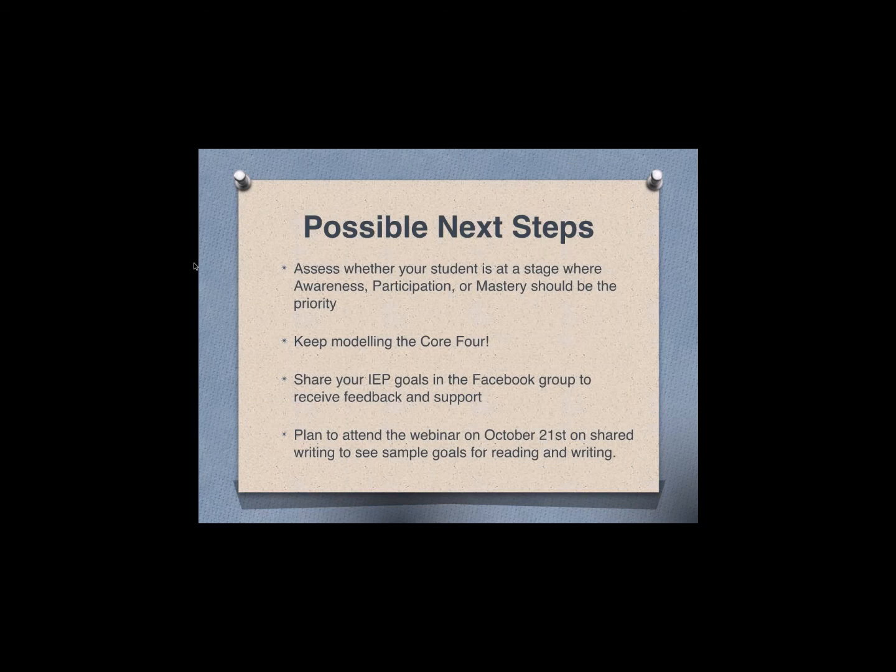So, some possible next steps: really think about what stage your student is at. And if they're at that awareness stage, then let's think about those goals around just their attention to what we're modeling, and what are the behaviors that you see in your child when you know that they're really listening. What's the difference? Maybe it's the stillness, the eye gaze that you see in your students that tells you that they're really taking it in. Let's try to incorporate that into their IEP goals.